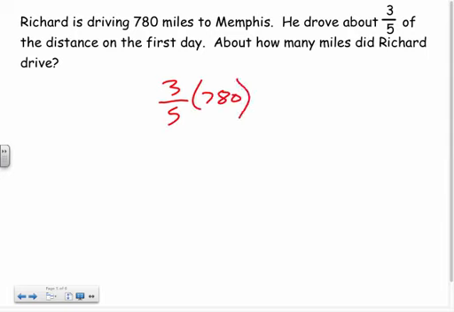I don't really need to set up to solve an equation because my distance is going to be on the other side of the equal sign. Is it 3/5 of 780? So we just turn 780 into a fraction, and then we multiply. 5 goes into 780 156 times, and 156 times 3 gives us 468 miles.